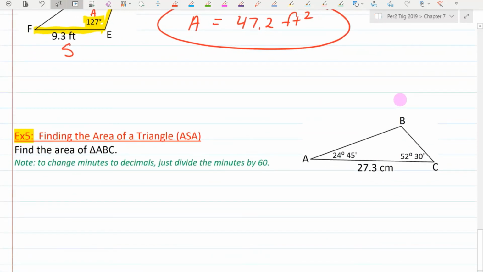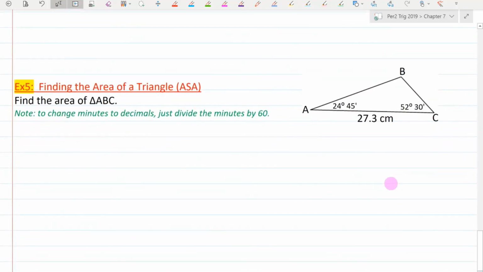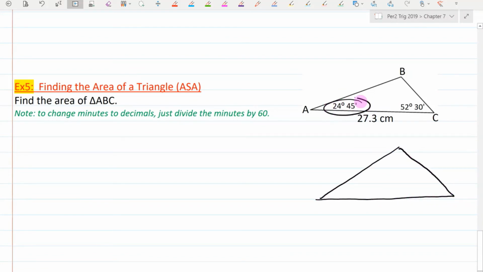If you look at the next problem, there's a couple things that we have to work on. First of all, I'm going to redraw this. And the reason I'm going to redraw this is because I don't want it to be in degrees, minutes and seconds. So in order to change that, this is going to be 24, and then we're going to take 45 and divide by 60, and that's going to give me 0.75, okay? So that's the angle. And then here, I'm going to have 52, and then we have 30 over 60, so that's 52.5 degrees, all right?